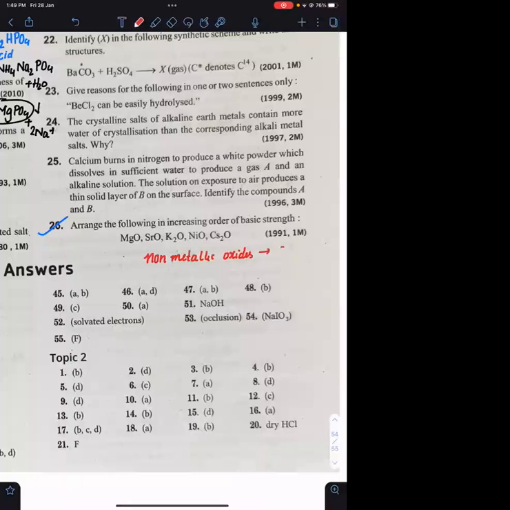Non-metallic oxides will be acidic. Metallic oxides will be basic. Okay. If the metallic nature is higher, then the basic nature is going to be high. If the non-metallic nature is higher, then the acidic nature is going to be high.